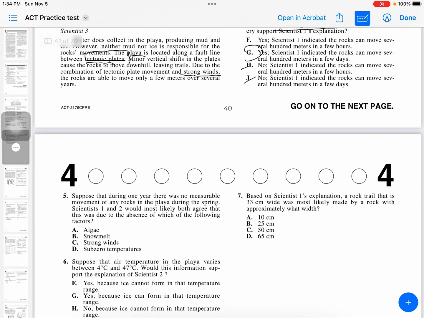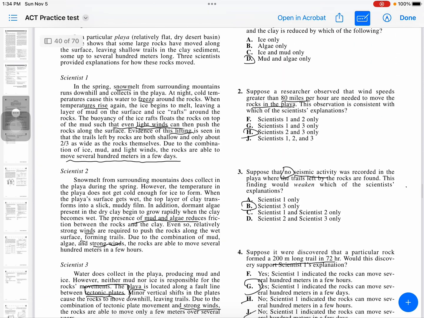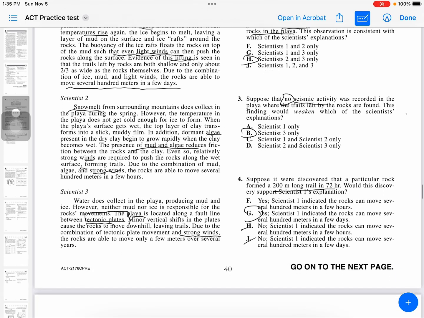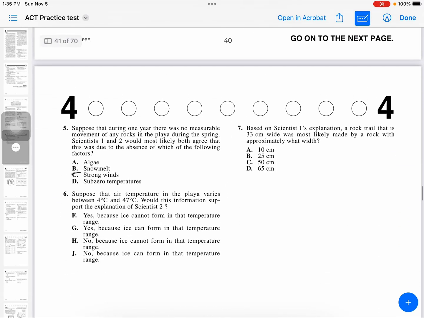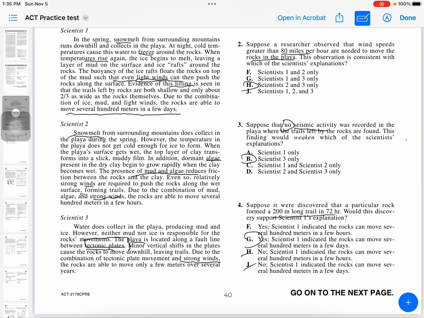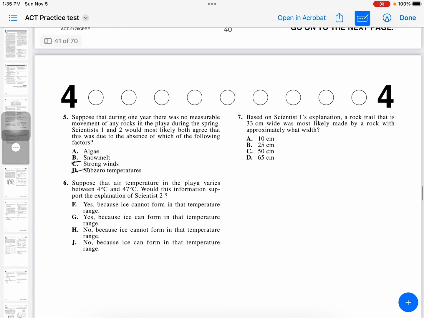So strong winds is not likely the answer. Okay, so snow melt is possible. Snow melt, right there. However, the temperature does not get cold enough for ice to form. In addition, dormant algae present in the dry clay begin to grow rapidly when the clay becomes wet. Presence of mud and algae. And then strong winds. Okay. Sub-zero temperatures. I think scientist 2 is saying no sub-zero temperatures, so it's not that one.